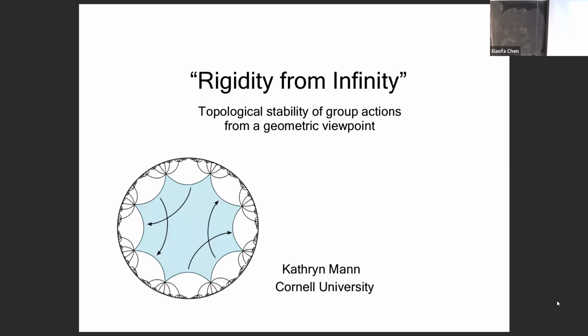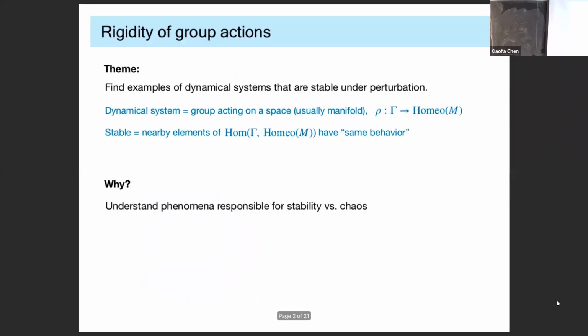And the idea is that, well, I have a circle here compactifying the space, and by understanding what happens at infinity of that circle, I can recover important properties of the action. That kind of idea, in many contexts, is what I want to unfold throughout the talk. Okay, so let's start at the beginning. The broad theme here is to find examples of dynamical systems that are stable under perturbation.